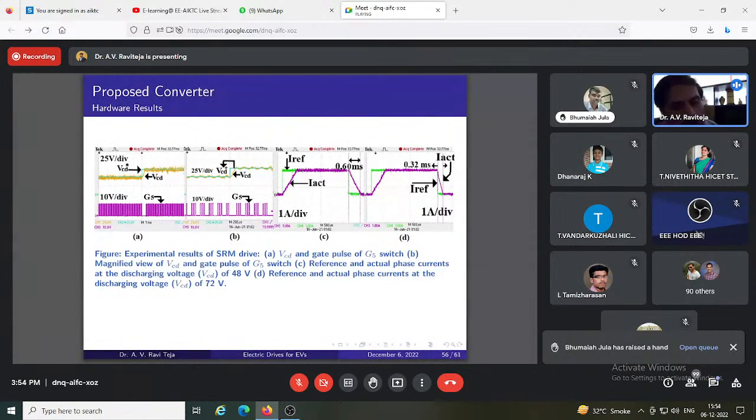If I want it even faster, I can increase my VCD reference more. It is independent of the DC link voltage. So I will get faster, maybe 0.1 millisecond. So I can decide how much discharge time I need, and based on that, I can also control VCD according to my requirement.